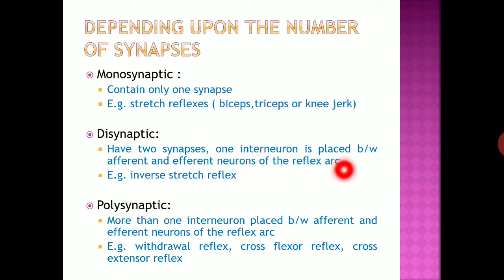One interneuron is placed between afferent and efferent neuron of the reflex arc. Example is inverse stretch reflex. Polysynaptic reflex, more than one interneuron placed between afferent and efferent neuron of the reflex arc. Examples are withdrawal reflex, cross flexor reflex, and cross extensor reflex.